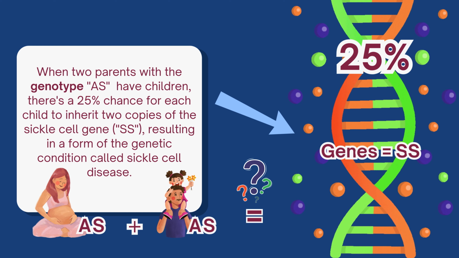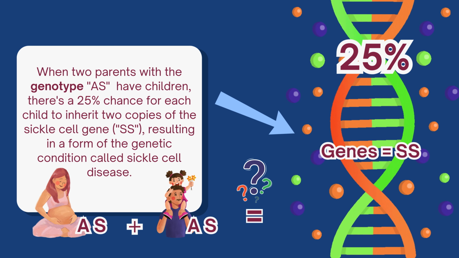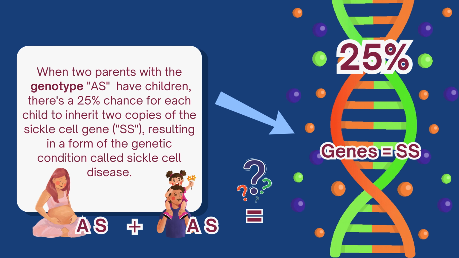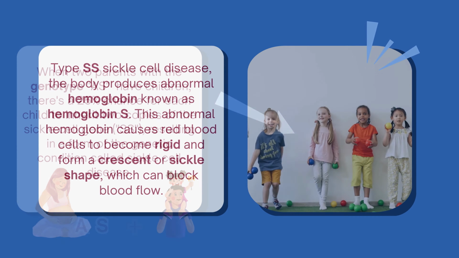Now, when two parents with the genotype AS have children, there is a 25% chance for each child to inherit 2 copies of the sickle cell gene, type SS, resulting in a form of genetic condition called sickle cell disease.